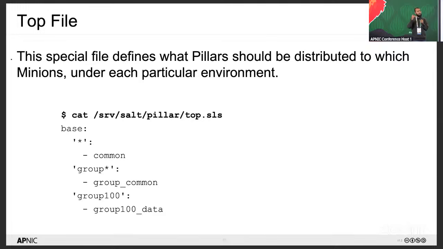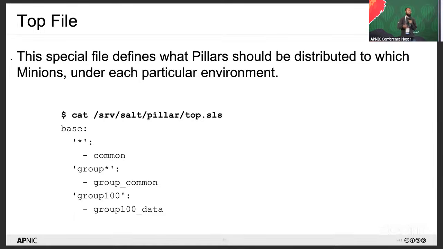And then the next logic, I have group star. It means if I have minions with an ID that starts with group, and then any character combination, it is going to be a match here. Then the group common.sls config parameters are going to be applied there. And it will continue looking at other logics as well. As you can see, I have a specific group 100, and for that I have a config.